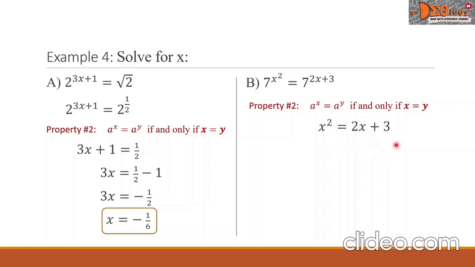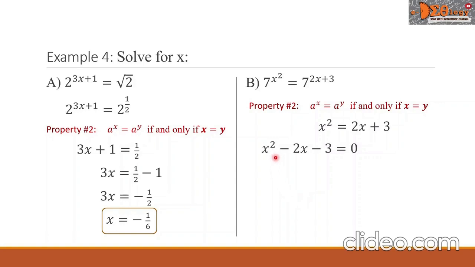The binomial here we transpose to the left side. So we have x squared minus 2x minus 3 equals 0. This is now a quadratic equation. We can solve this by any method. We can solve by factoring or we can use quadratic formula. In this video, let us solve this by factoring.